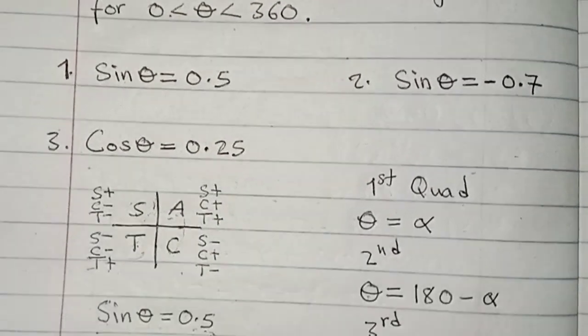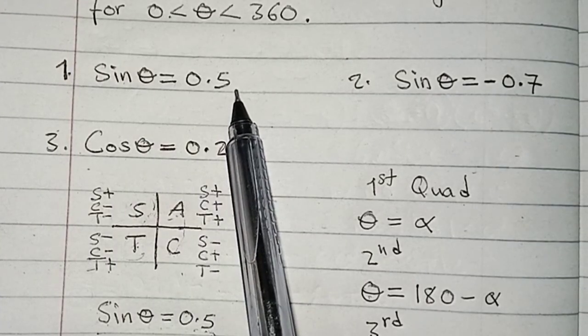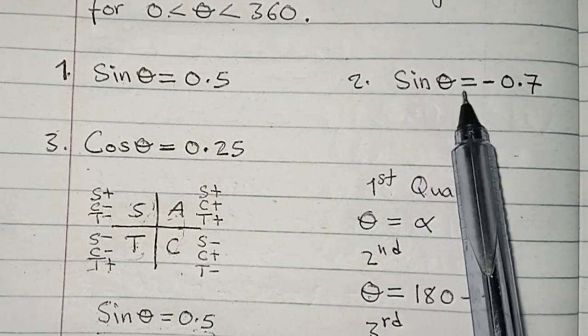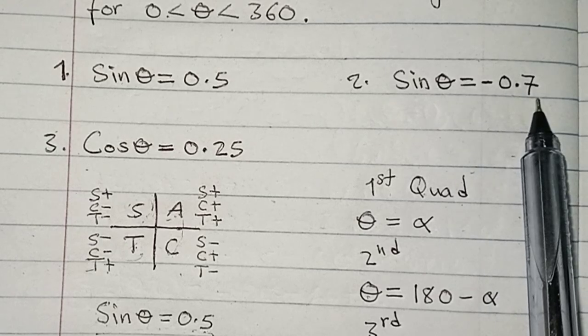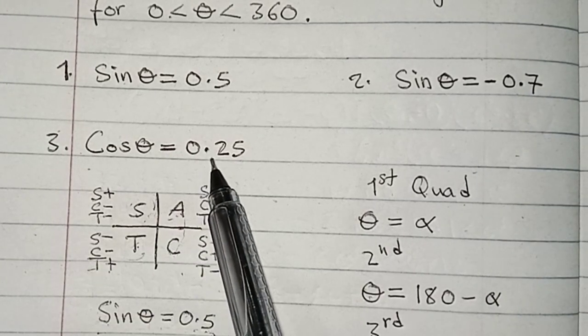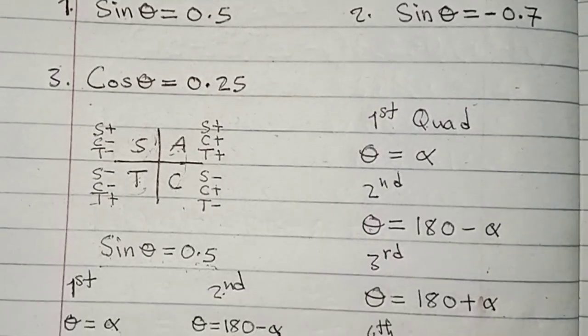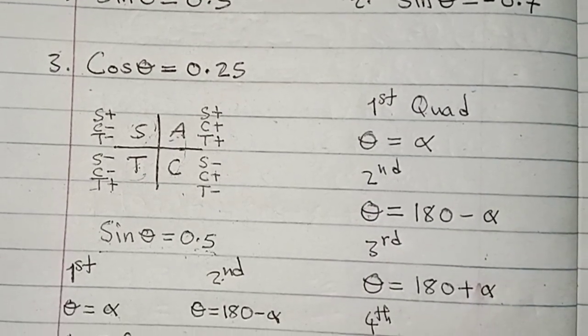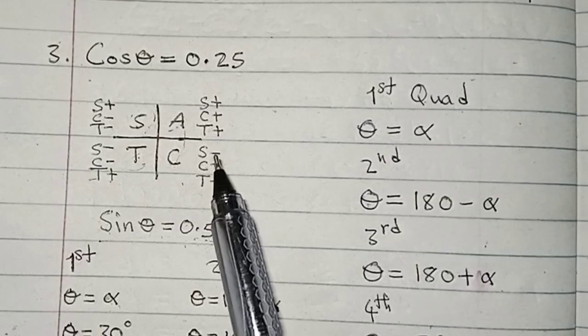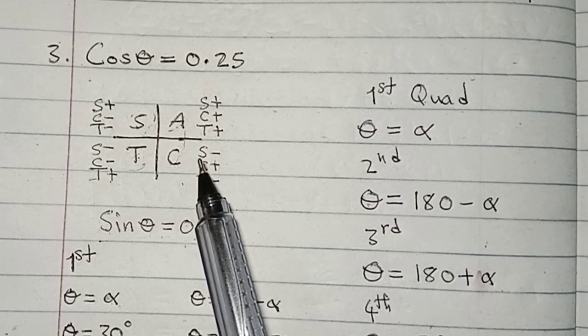So the first equation, we have sine theta is equal to positive 0.5. Then here we have sine theta is equal to negative 0.7. Then lastly, we have cos theta is equal to positive 0.25. Now, to solve any of these trigonometric equations, we are supposed to identify the quadrants.